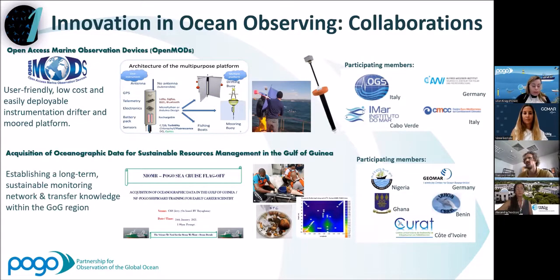We also have the acquisition of oceanographic data for sustainable resources management in the Gulf of Guinea. This project is led by NIOMR, the Nigerian Institute for Oceanography and Marine Research, together with other institutes in West Africa, and aims at the establishment of a long-term monitoring and database of oceanographic data, as well as promoting regional capacity development, providing shipboard and laboratory training for early careers.